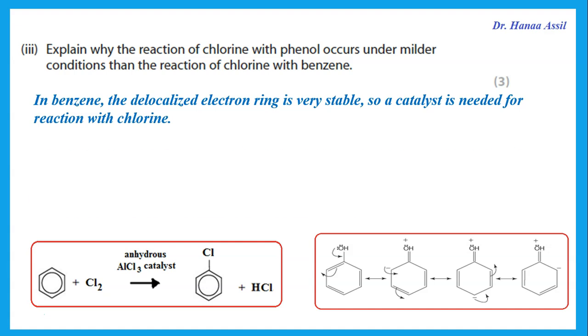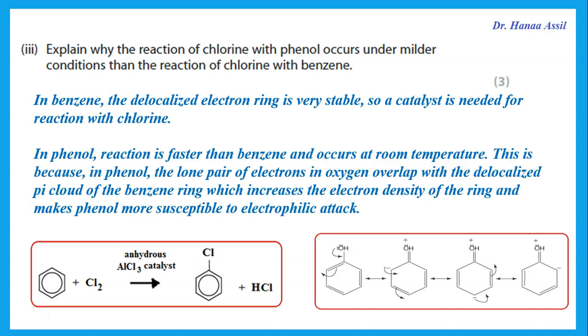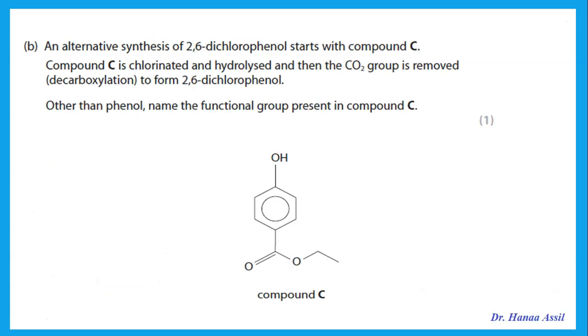But if we have phenol, we said the phenol has the OH on the benzene ring. Its lone pair of electrons is delocalized with the pi cloud of the benzene ring. This increases the electron density of the ring and makes the phenol more susceptible to electrophilic attack, so reactions with phenol occur at room temperature.